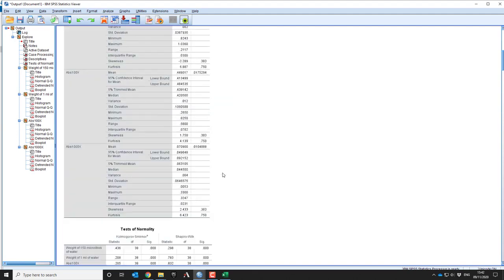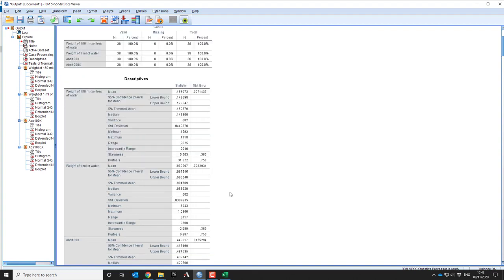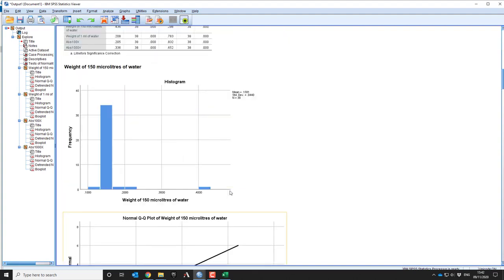So when you get data like this, the first thing you've got to do is think about how you are going to clean it up to make it usable. So in this case, what you're going to have to do is deal with outliers and specify what the outliers are going to be. So in the case of the 150 microliters of water, you want to specify any weight that is above 0.25 as an outlier.